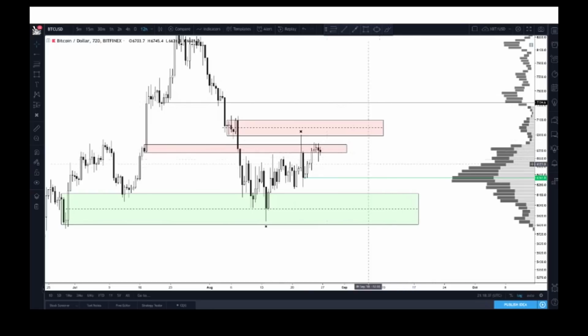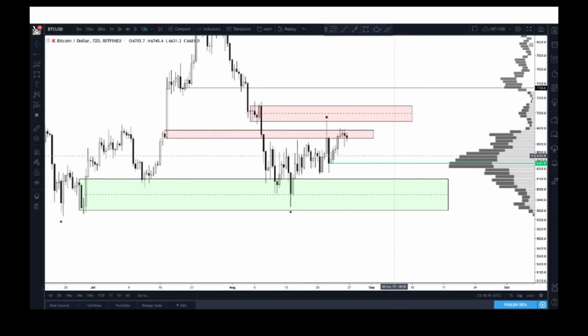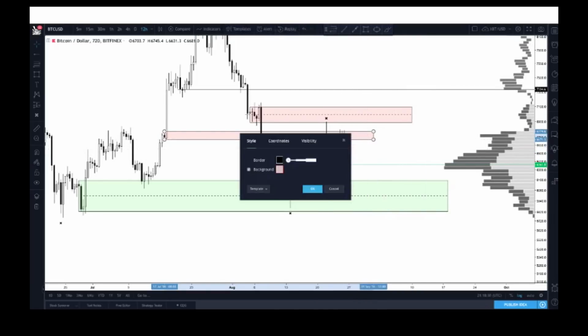As you can see right now, price is hovering within this level. If price were to break out of it, that would be quite bullish, but we're currently seeing rejection. So this is 12-hour hidden supply. I like to mark that in pink.